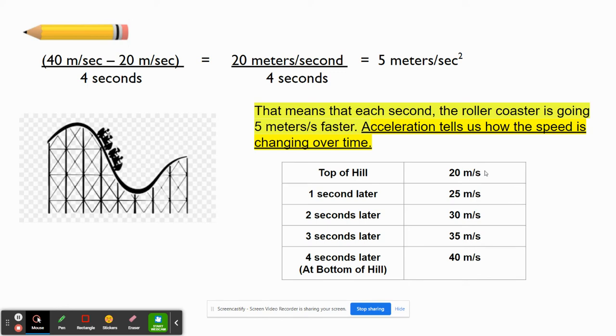So I made a little data table so you could see. At the top of the hill, it's going 20 meters per second. If every 1 second is going 5 meters per second faster, then 1 second later it should be going 25 meters per second. 2 seconds after it starts at the top of the hill, it should be going 30. 3 seconds after the top of the hill, it should be going 35. And then you can see 4 seconds later, when it gets to the bottom of the hill, it's going 40 meters per second. So acceleration is measuring this change over time.